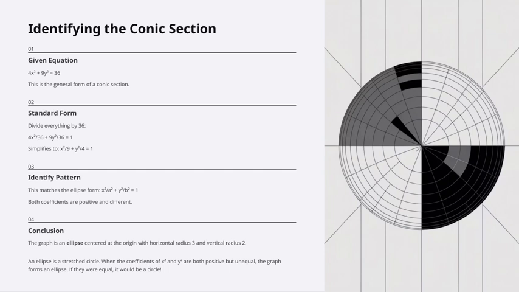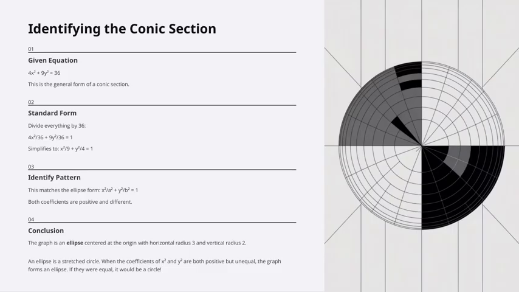Now, looking at this form, we see it matches the pattern for an ellipse. x² over a squared term plus y² over another squared term equals 1. And importantly, both coefficients are positive, but they are different, which tells us something about the shape. So what does this mean for the graph? It indicates that the shape is an ellipse centered at the origin. The horizontal radius, or the semi-major axis, is 3, since the square root of 9 is 3. The vertical radius, or semi-minor axis, is 2, because the square root of 4 is 2.